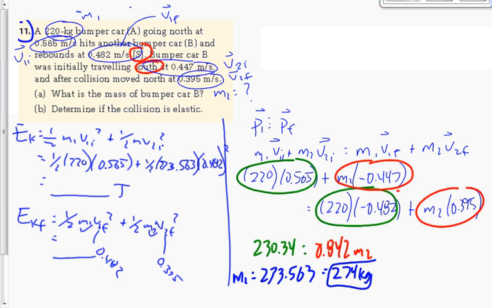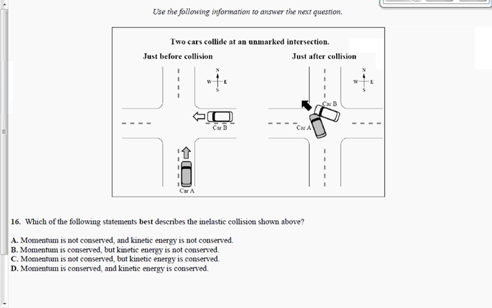All right, let's take a look together. We'll just do this one multiple choice question together. Number 16, I think it appears on page 14 or 15 of your worksheet booklet. This one says, which of the following statements best describes the inelastic collision shown above? Forget about the options right now. We don't care about those right now. Let's just set up the question itself.